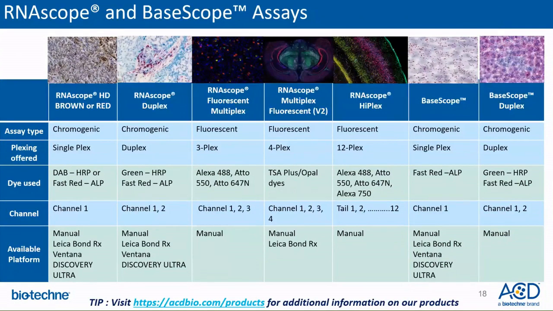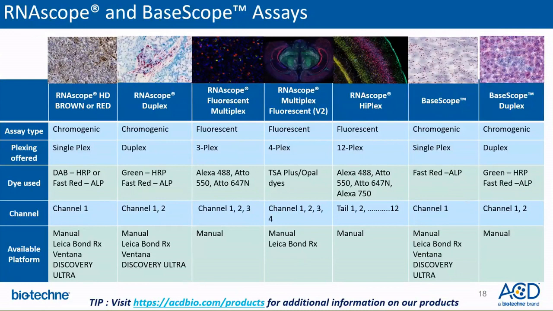The major difference between the V1 and V2 fluorescent assay is that the V2 assay uses Opal dyes from Akoya Biosciences for signal visualization, whereas in the V1 assay, as well as the high-plex assay, the fluorophores are conjugated and are included in the assay kit.